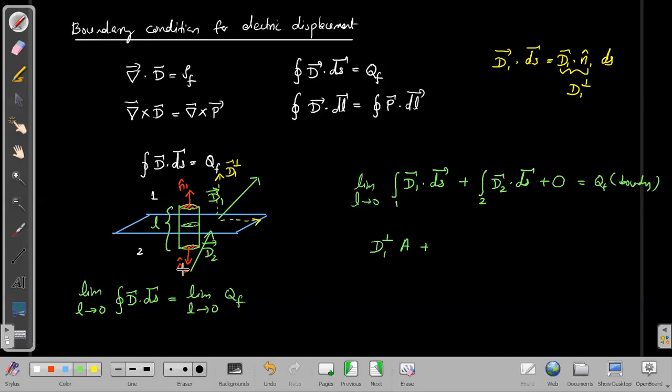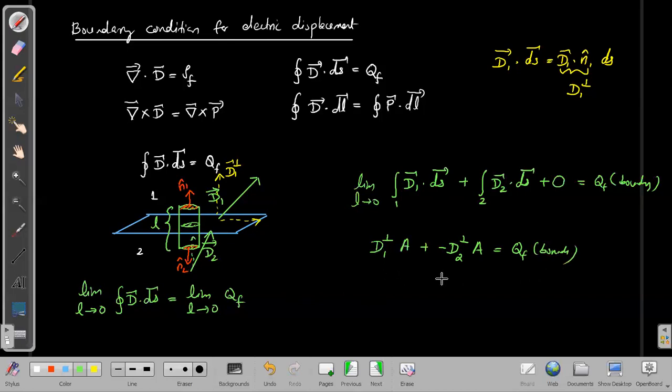D2 dot dS. So D2 perpendicular is in the upward direction, whereas n2 is in the downward direction. So there is a 180-degree difference between the D2 perpendicular and n2 directions. Therefore D2 perpendicular dot dS would give minus D2 perpendicular times A. This minus sign comes because D2 perpendicular and n2 are along opposite directions, and the total would be equal to the Qf at the boundary.